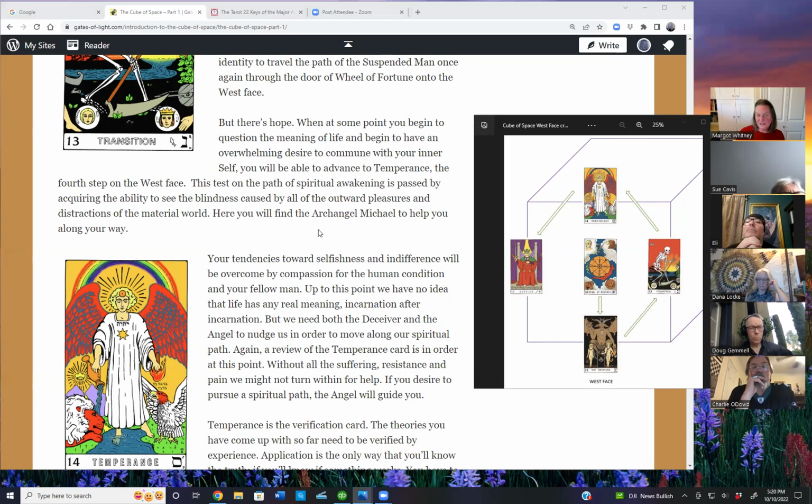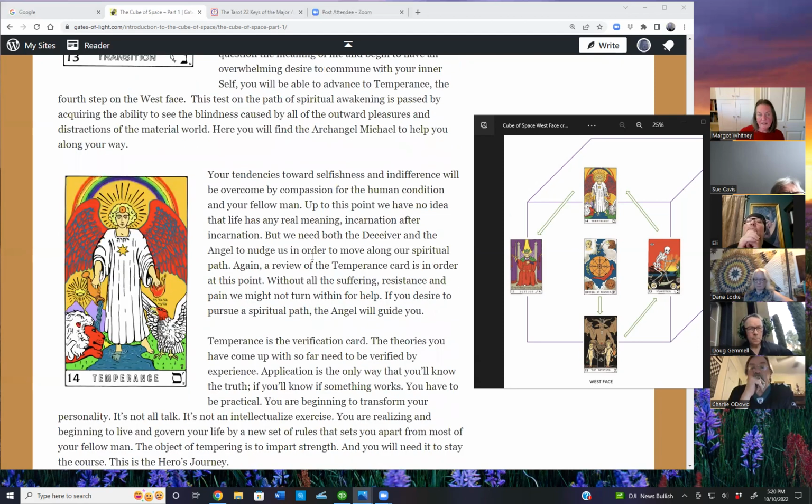Your tendencies towards selfishness and indifference will be overcome by compassion for the human condition and your fellow man. Up to this point, we have no idea that life has any real meaning, incarnation after incarnation. But we need both the deceiver and the angel to nudge us in order to move along our spiritual path. Again, a review of the temperance card is in order at this point. Without all the suffering, resistance, and pain, we might not turn within for help.